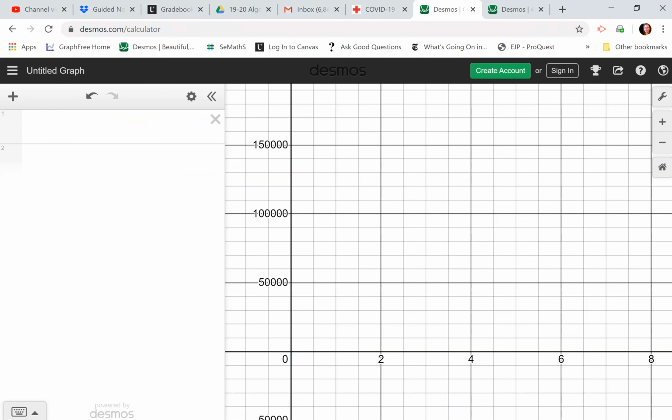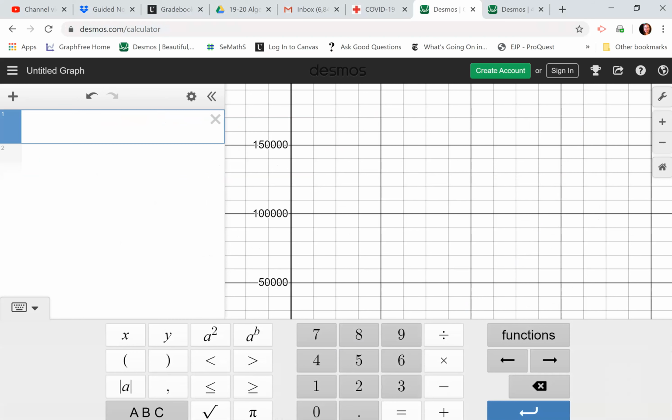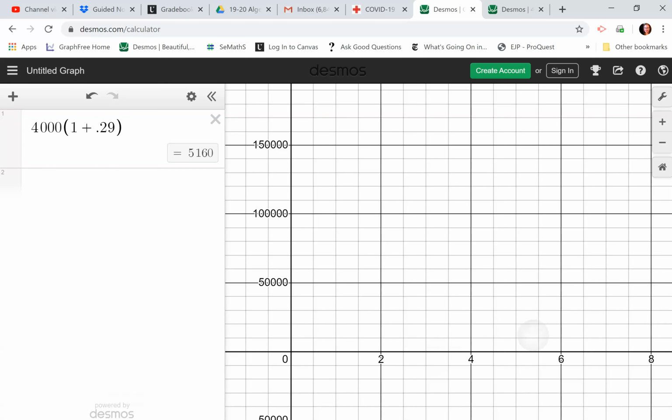So clearing that out, typing that in, we've got 4,000 times 1 plus 0.0292. Oops, my 0 didn't show up there.